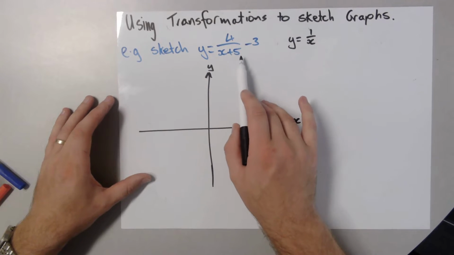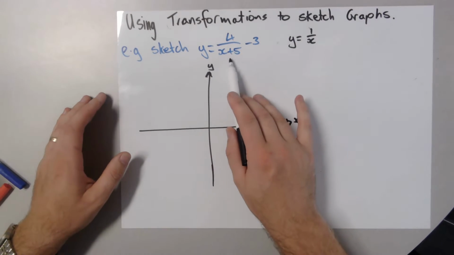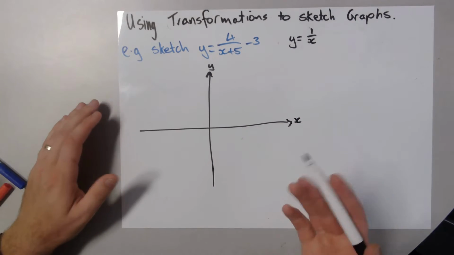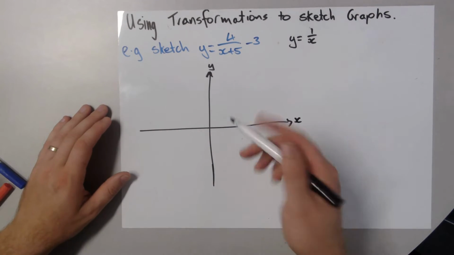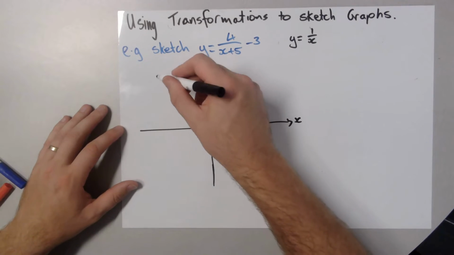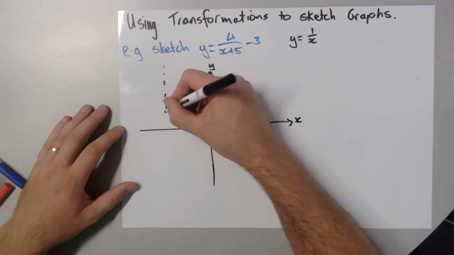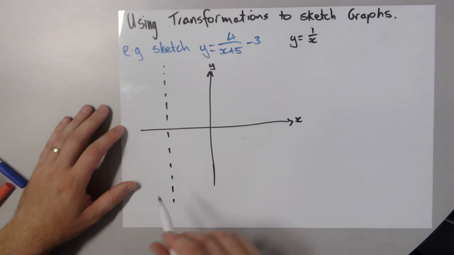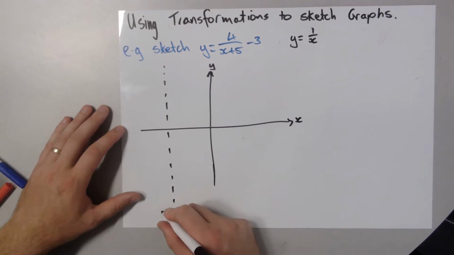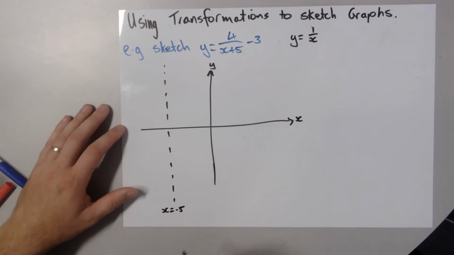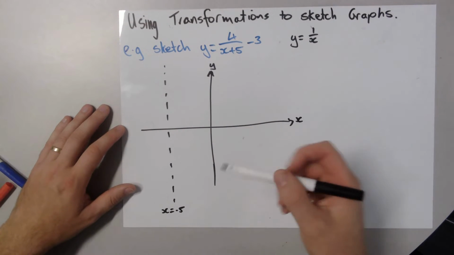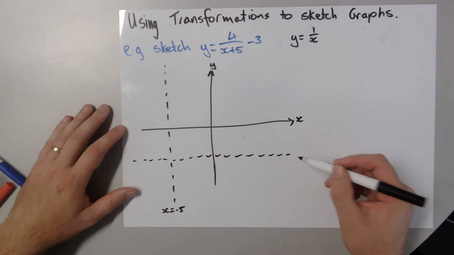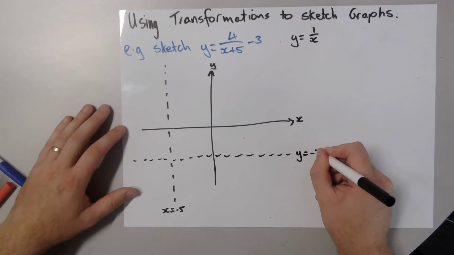So we've got x plus 5. Remember, we need to switch in our heads a little bit what's happening here. Because it's a plus, we move it to the left, by 5 units. So we've moved across 5 units, which impacts our vertical asymptote, which is going to be at x equals -5. And we've also moved down 3 units. That's going to have impacted our horizontal asymptote, which will now be at y equals -3.